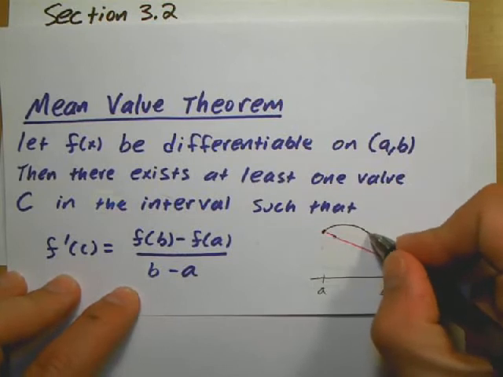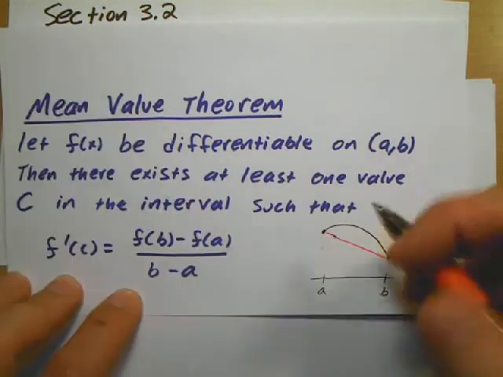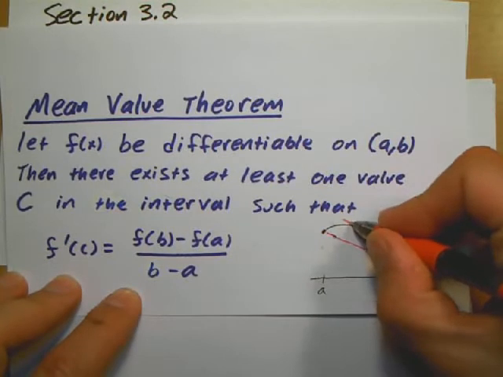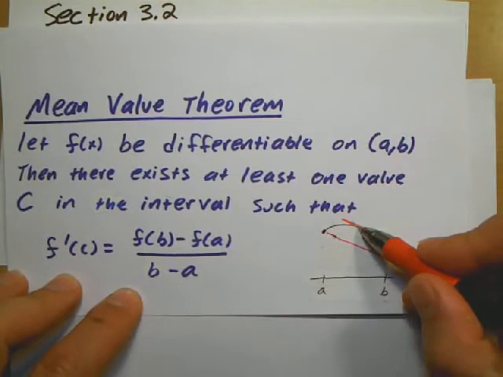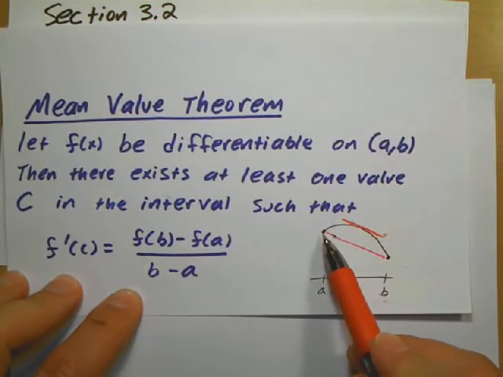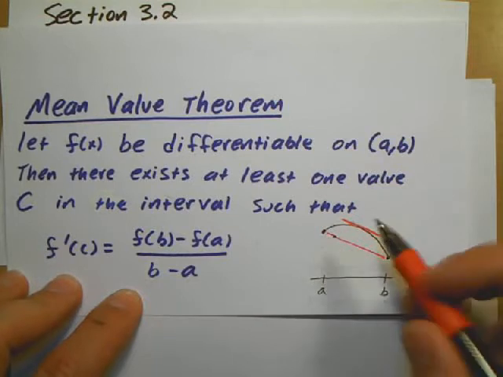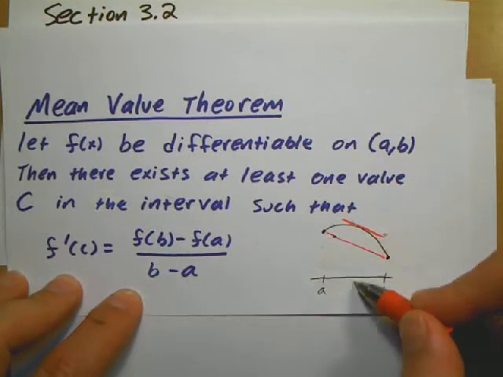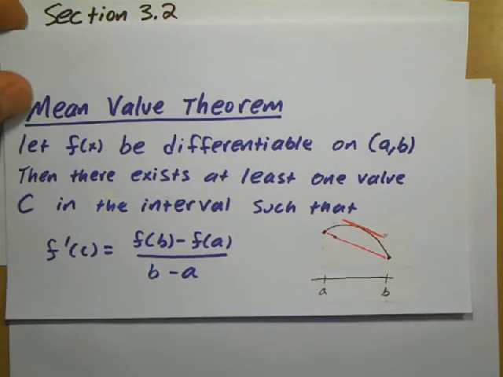So if this is, let's say, what the curve actually looks like, then somewhere along the lines, this tangent line is going to have this exact same slope. So my tangent line, so C would be somewhere in between. So C might be over here, and this tangent line is going to have the exact same slope as this line connecting them. And that's all that's saying, somewhere in between. And we'll go over an example to see how maybe this is used.